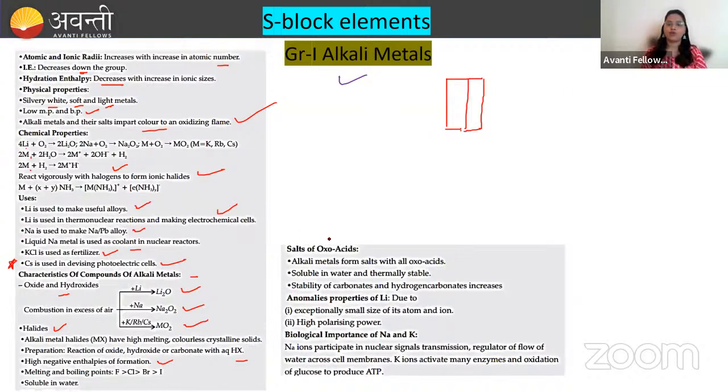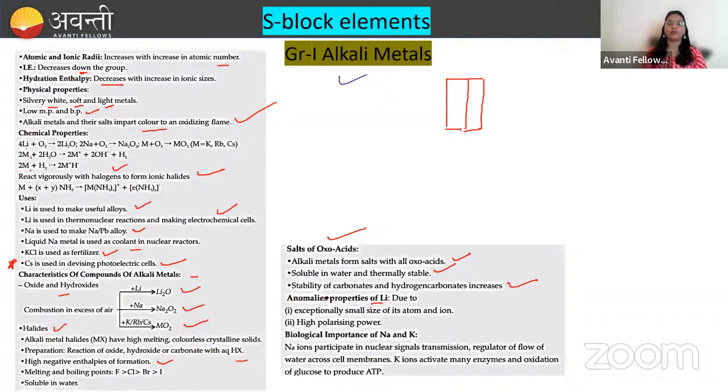Next type of compounds which these s-block elements like alkali metals show are the oxo acids. Alkali metals form salts with oxo acids. They are soluble and thermally stable. Stability of carbonates and hydrogencarbonates increases. Okay, the oxo acid salts, stability of carbonates and hydrogencarbonates increases.